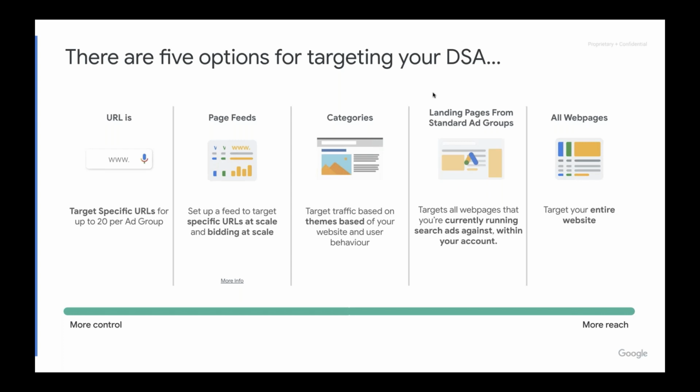So you can use a spreadsheet with the list of your landing pages which you would like to match against relevant search terms and show your ads. So that's going to be one option.